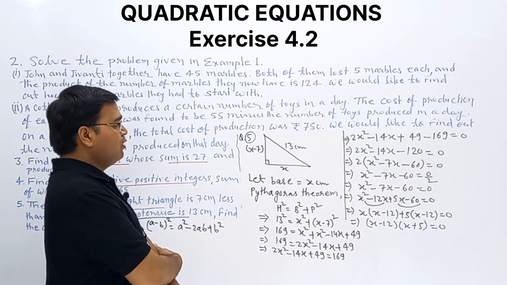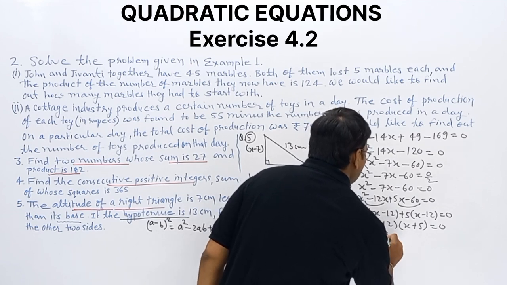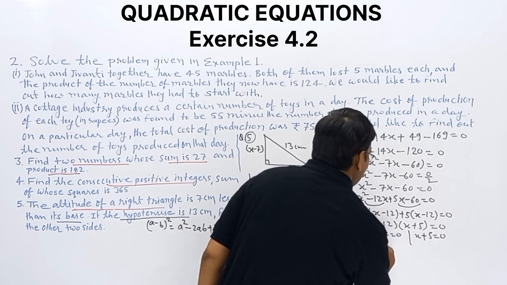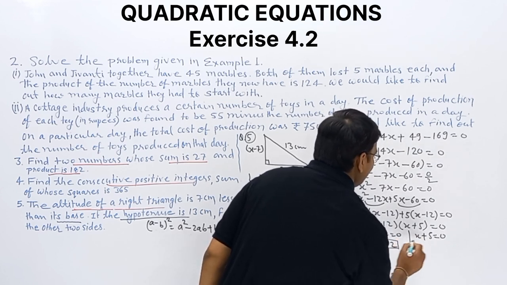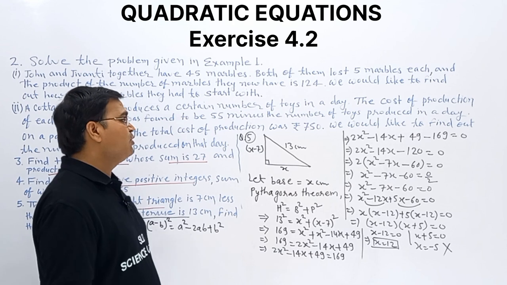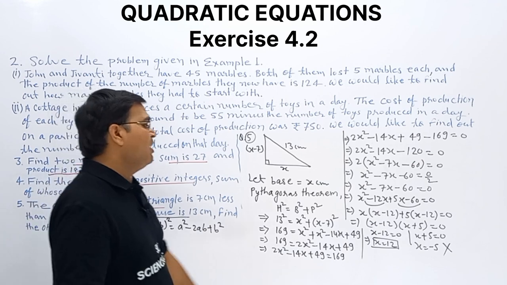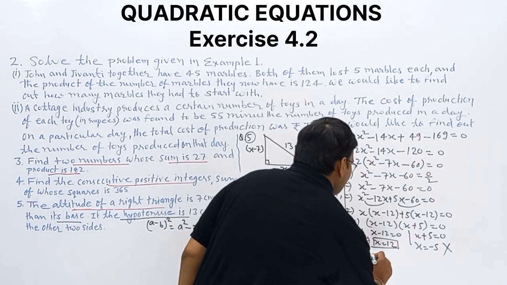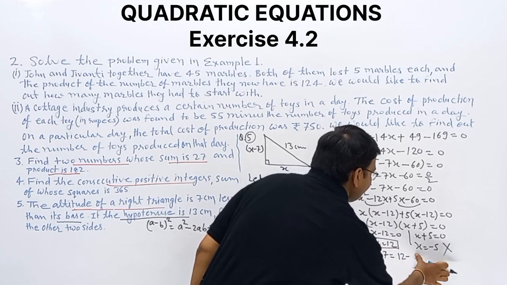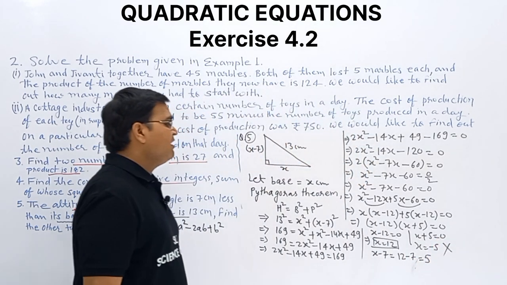Next, we want the value of x. So x minus 12 equal to 0 and x plus 5 equal to 0. Solve both: x equal to 12, and the other value x equal to minus 5. This is not possible. We cannot take a negative because x is the base and it is a length. So length should be positive. So x equal to 12. Then x minus 7 will be what? 12 minus 7, and the result will be 5.